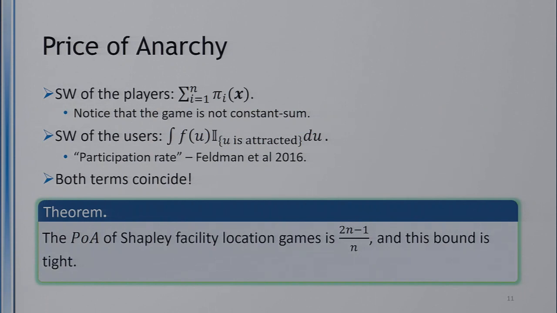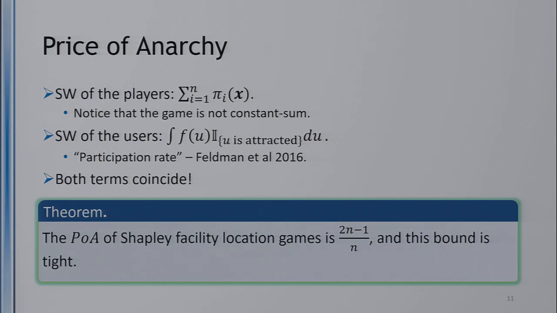Great. So the price of anarchy, or the loss due to strategic behavior. We have two seemingly different objective functions in mind. There's the objective function of the players, the social welfare of the players, which equals the sum of their payoffs. And there's the social welfare of the users. Arguably, one natural such social welfare function is the expected number of attractions.